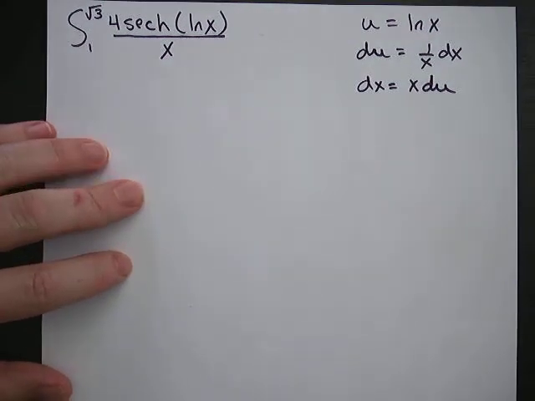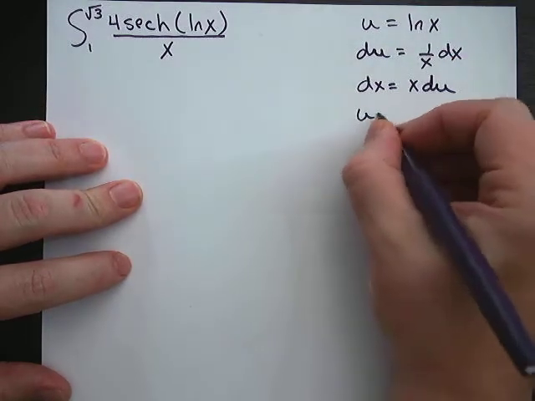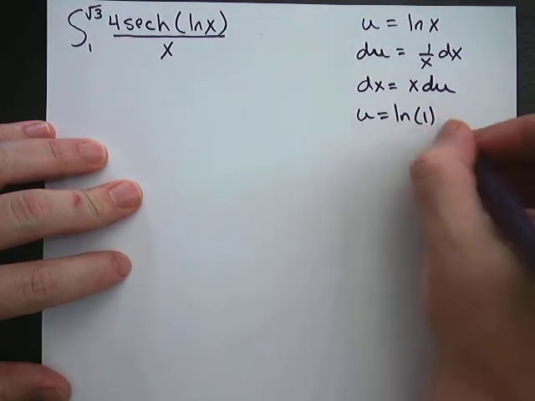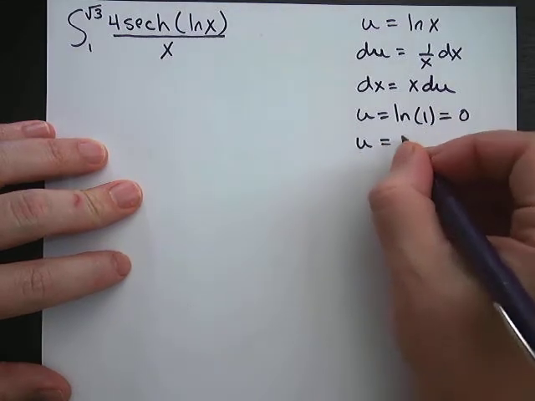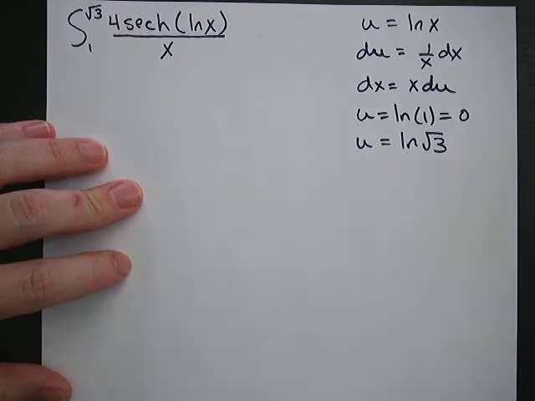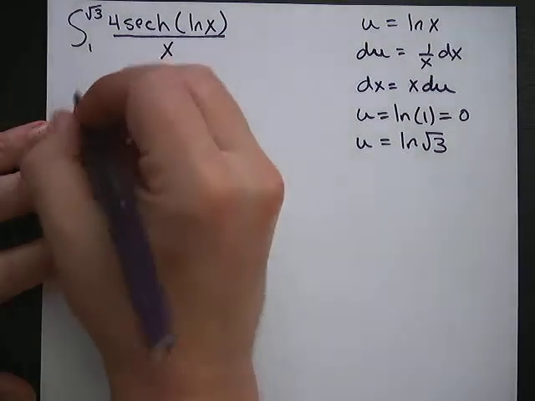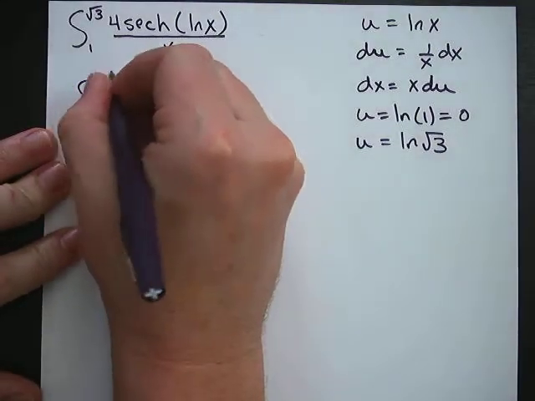Okay. Your limits, you have to use this to find your limits. So u is equal to ln of 1, which is of course 0, and then u is equal to ln of square root of 3, which we'll just leave as that. Okay. So we rewrite our integral from 0 to ln square root of 3.